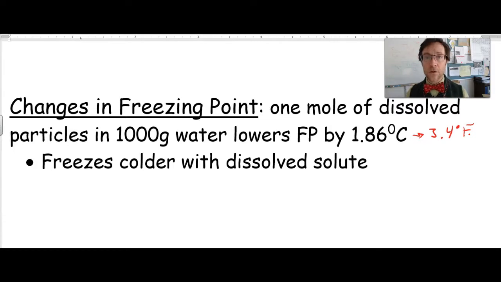This is why we put salt on the road. As soon as the salt and the water hit, it starts dissolving, and those dissolved particles make it harder for the water molecules to connect and get together to freeze, so it has to get even colder than 0 degrees centigrade, which is great because it melts the ice. Unless it gets too cold, then the only thing you can do is throw some sand on the road. But yeah, more dissolved stuff, the freezing point gets even colder.